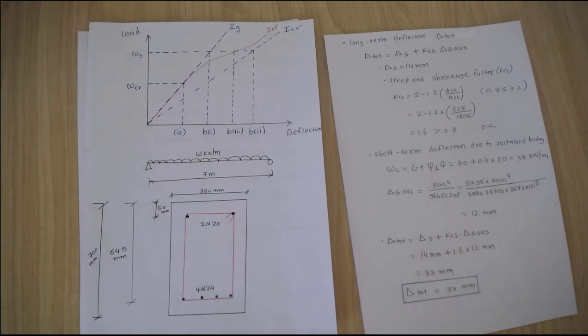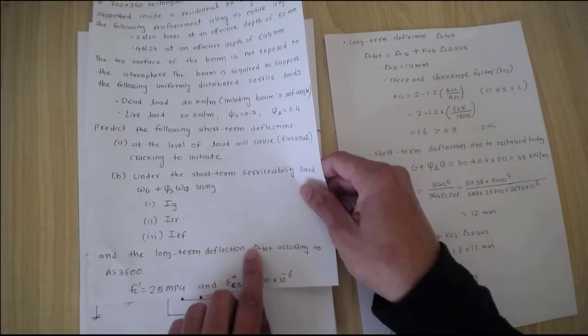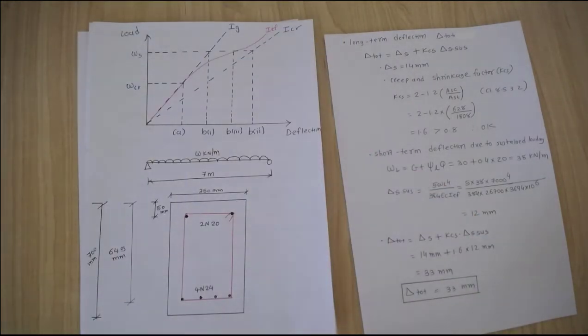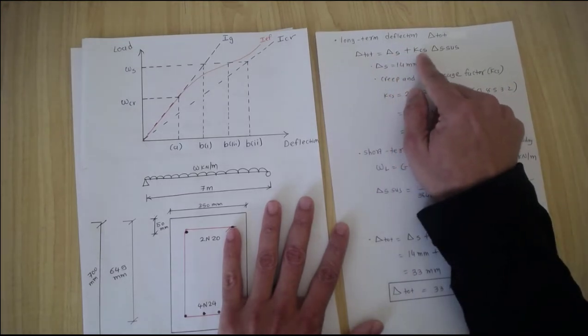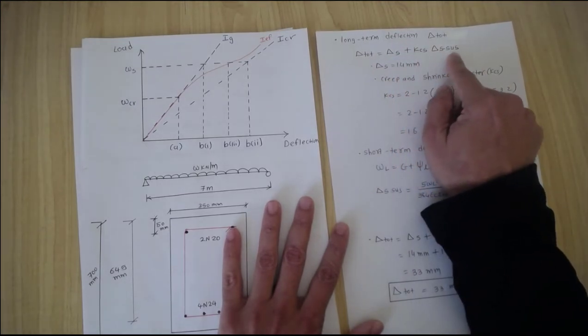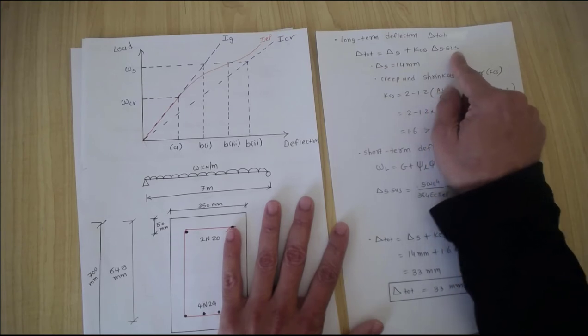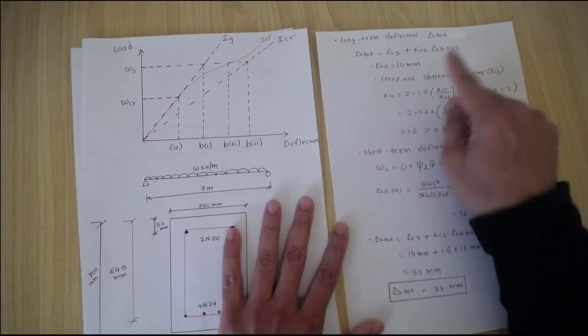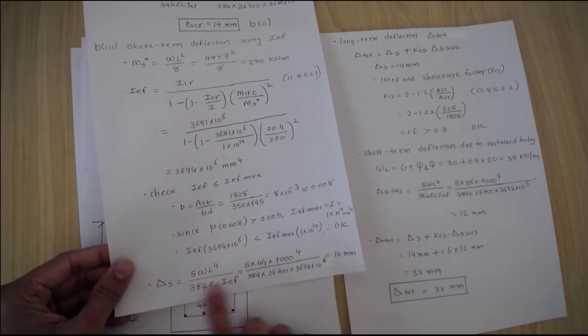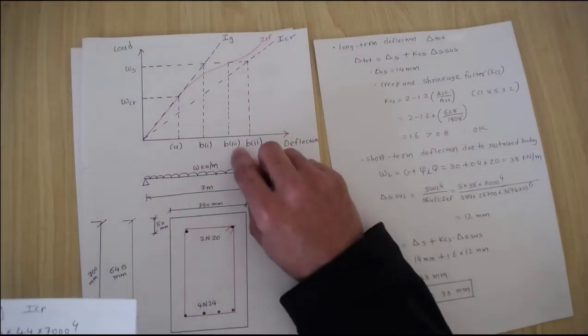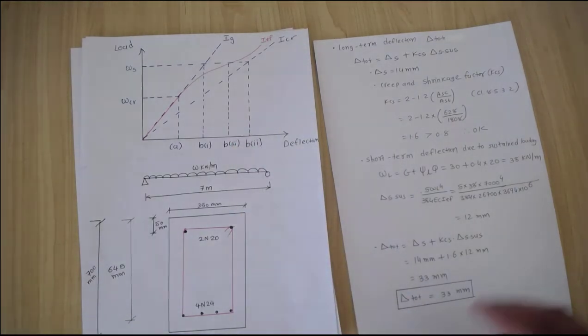Now the question is also asking us to find the long-term deflection, delta total. The equation for delta total is the short-term deflection plus the creep and shrinkage factor times the deflection due to the sustained loading, the long-term loading. Now delta S, 14 millimeters, is what we just calculated for B3.